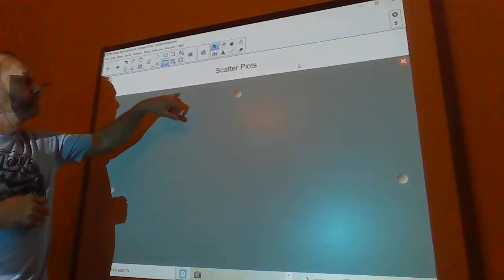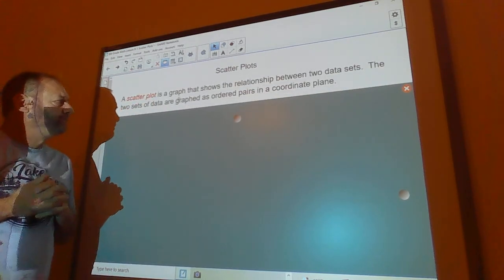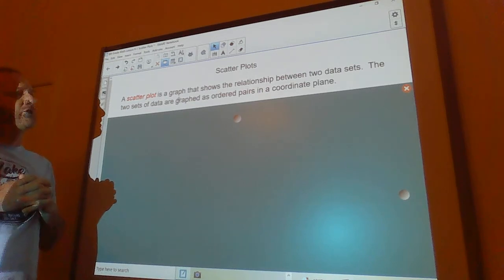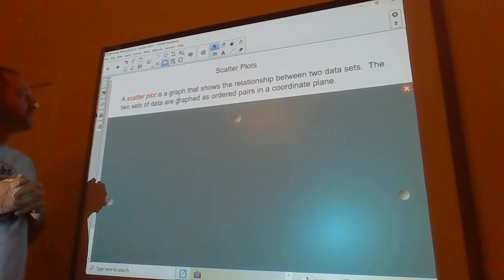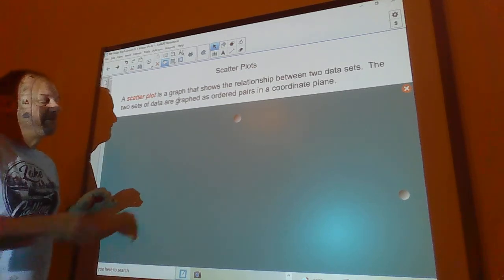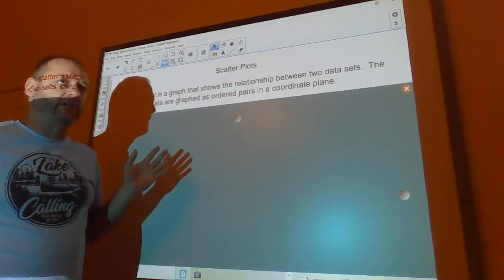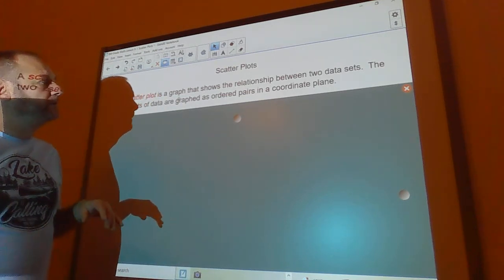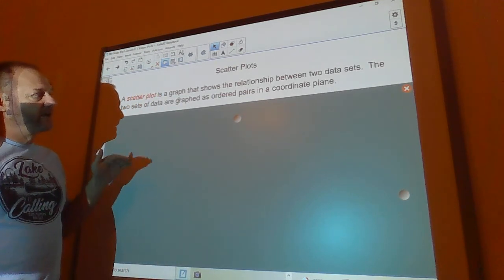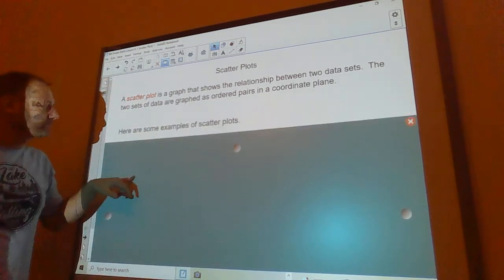Okay, so a scatter plot is a graph that shows a relationship between two data sets. The two sets of data are graphed as ordered pairs on a coordinate plane. So you're going to have an XY axis, and you're mostly going to be in quadrant one. And you're going to have a relationship. You're going to have two data sets, one going horizontally, one going vertically.